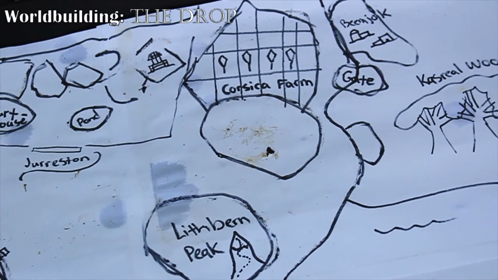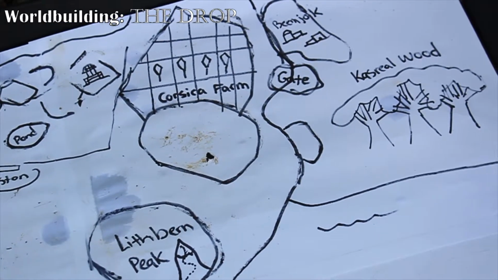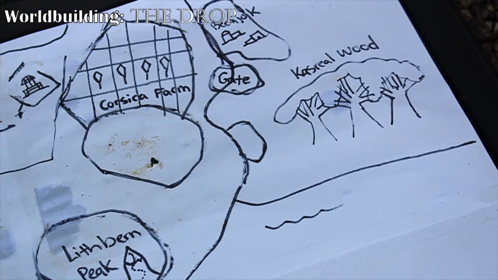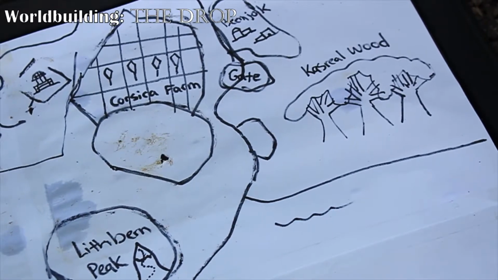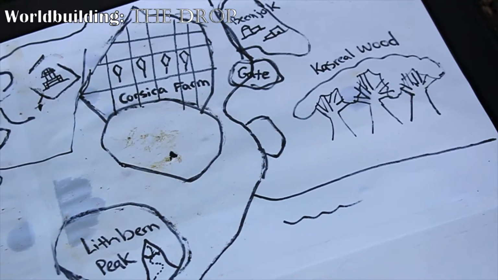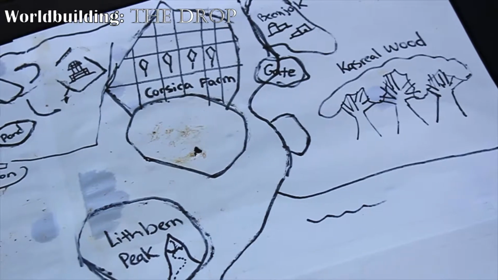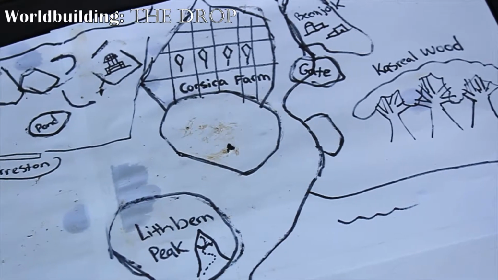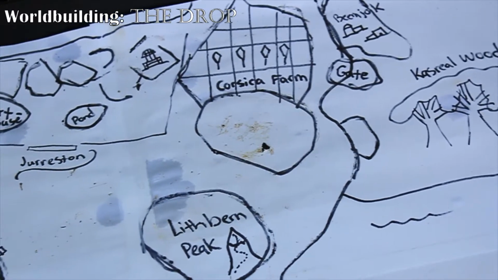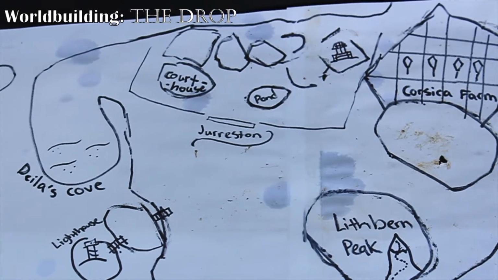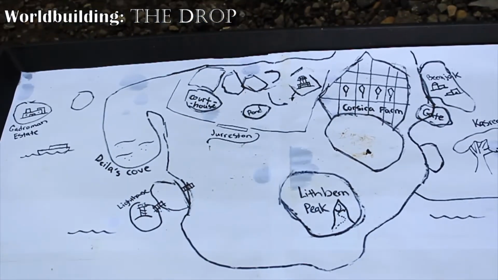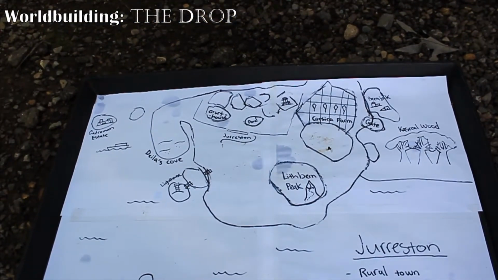I made some of these shapes into, over here you can see Lithburn Peak, it's a mountain, there's a farm. Over to the right, I added a little landmass involving a forest that's going to be forbidden for the townspeople to go to, add even more intrigue. It's gated off, and there's an even creepier village than the tiny Juriston, the even tinier Beanjock. So yeah, that's what I came up with, just using these shapes and seeing what they looked like and picturing the countryside.